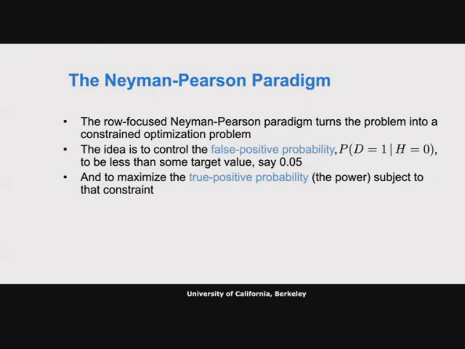So they said, given that I've constrained things in that way, now what I'm going to do is maximize the other quantity, the power. In other words, the true positive probability, also known as the sensitivity. Given that I'm not making too many false positives, I'm going to try to be as sensitive as possible. And if you now write down all these probabilities, this becomes a math problem.